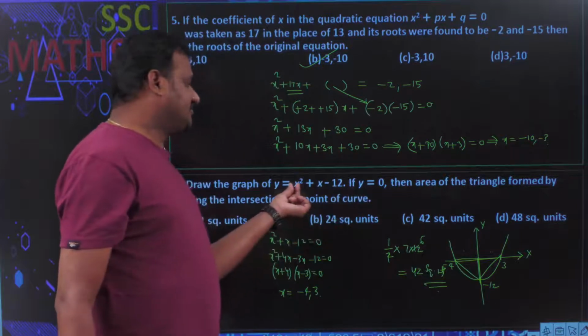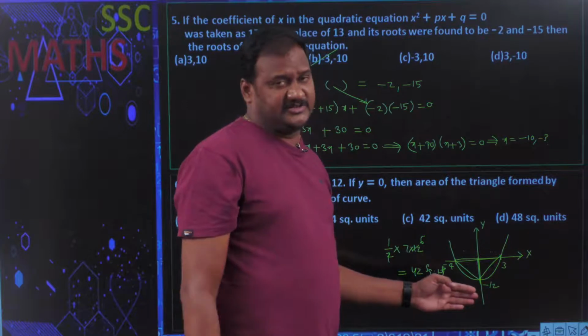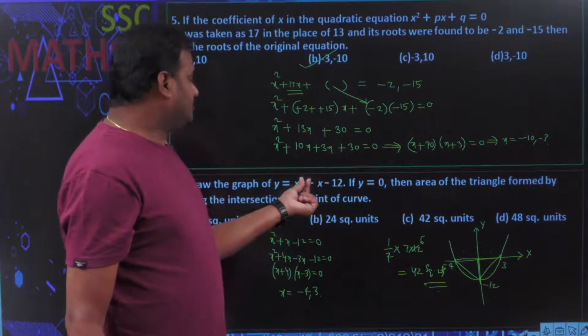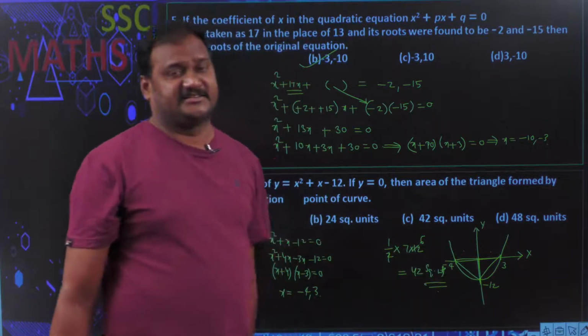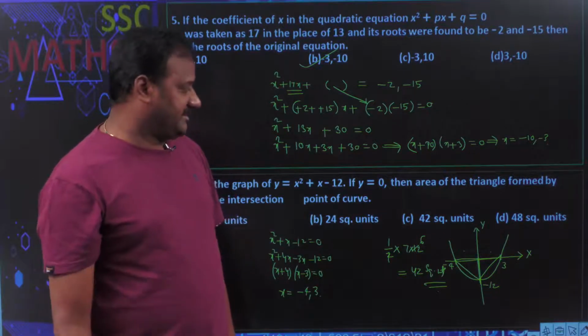So put x is equal to 0 here, because this is the point on the y-axis whose x coordinate is obviously 0, right? So when x is equal to 0, this is 0 and this is 0. So 0 plus 0 minus 12 gives y is equal to minus 12. So it intersects the y-axis at (0, minus 12).